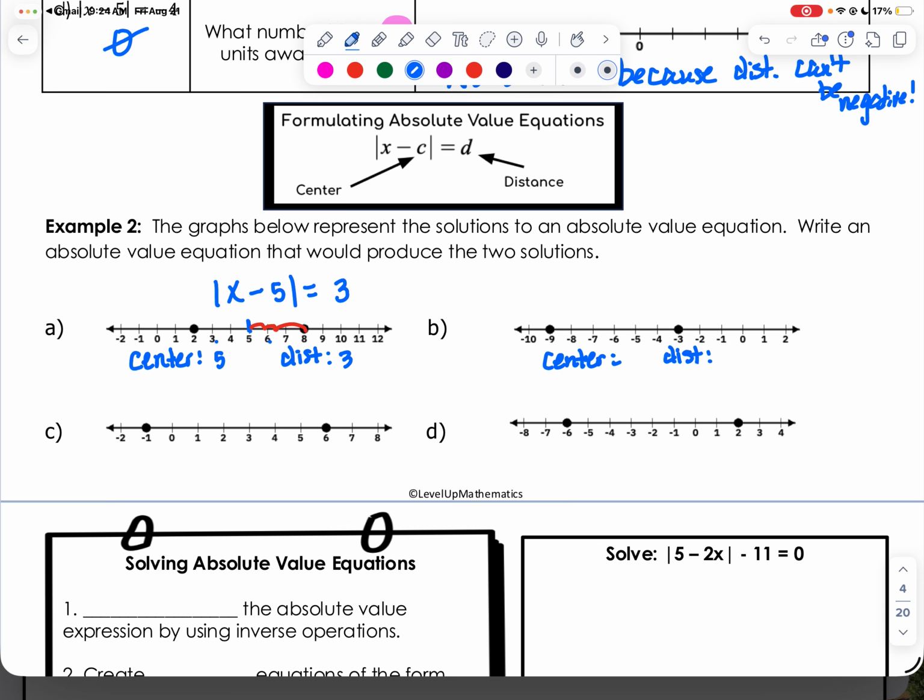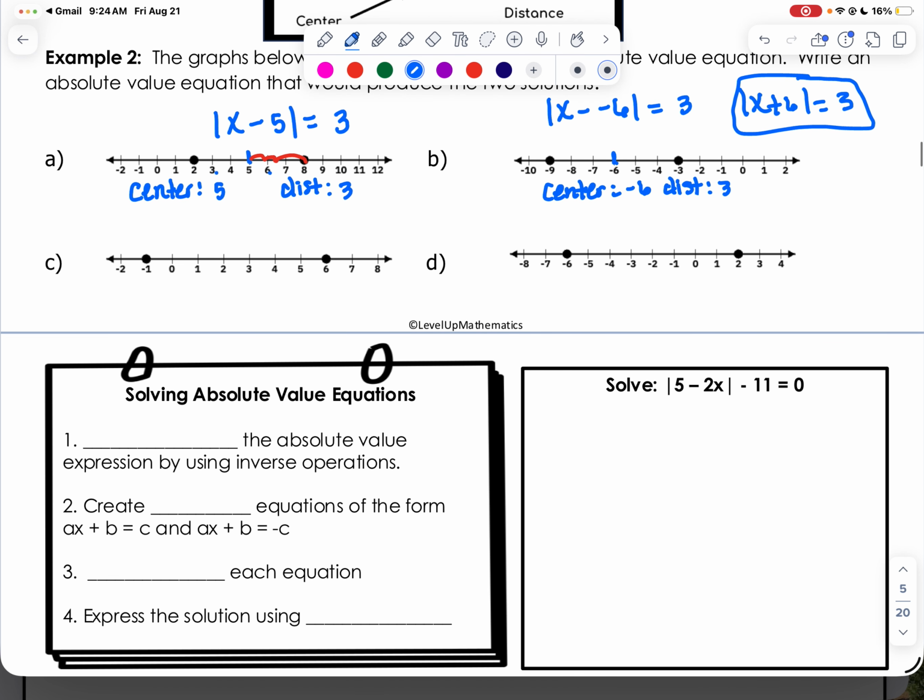So I need to go 1, 2, 3, and that tells me our center is at -6. And our distance is again 3 units. So our equation would be absolute value of x minus -6 equals 3. And then I want to simplify that to absolute value of x plus 6 equals 3. So what two numbers are 3 units away from -6?